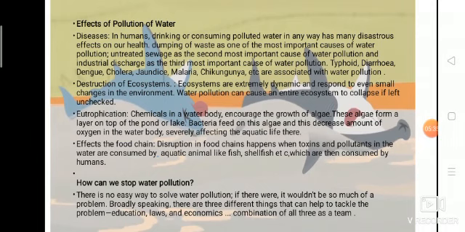How can we stop water pollution? There is no easy way to solve water pollution. If there were, it would not have been so much of a problem. Broadly speaking, there are three different things that can help to tackle the problem: education, law, and economics, or a combination of all three as a team.